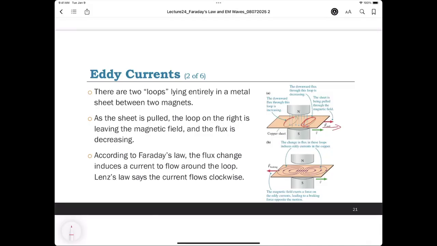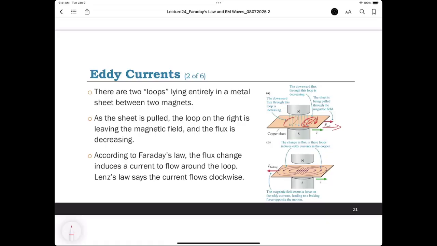According to Faraday's law, the flux change induces a current to flow around the loop. Lenz's law says the current flows clockwise. You can see if it's leaving, it will generate a field in the same direction, going in. So if you use the right-hand rule, you will find the current direction is just clockwise. Does that make sense to you?